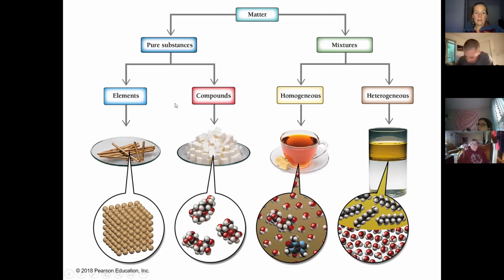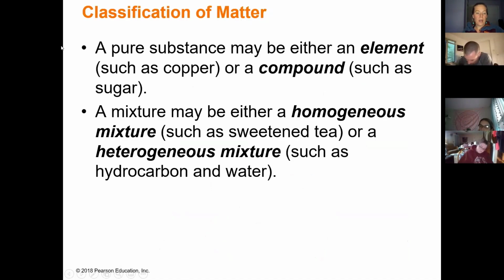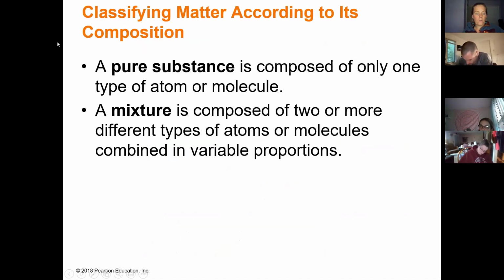So let's go back and go through each of these things and what they mean. A pure substance is something that's composed of only one type of atom or molecule. Okay, so aluminum.